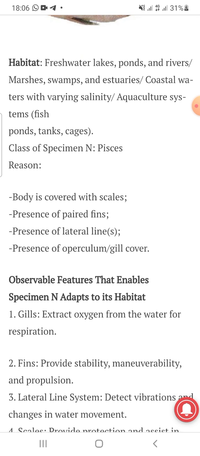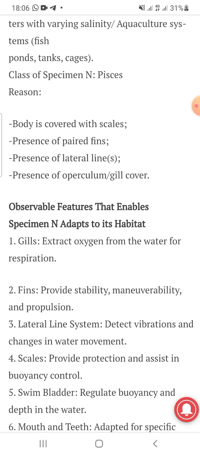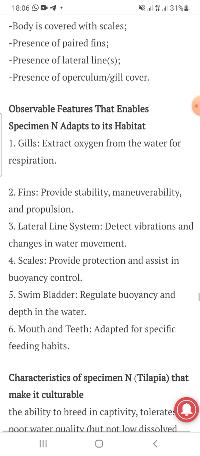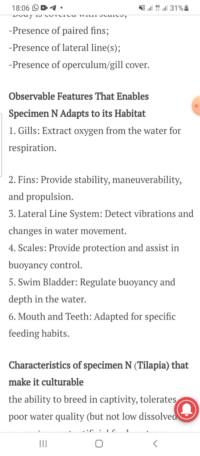Reason: body is covered with scales, presence of paired fins, presence of lateral lines, presence of operculum or gill cover. Observable features that enable specimen N to adapt to its habitat. One, gills: extract oxygen from the water for respiration. Two, fins: provide stability, maneuverability, and propulsion.